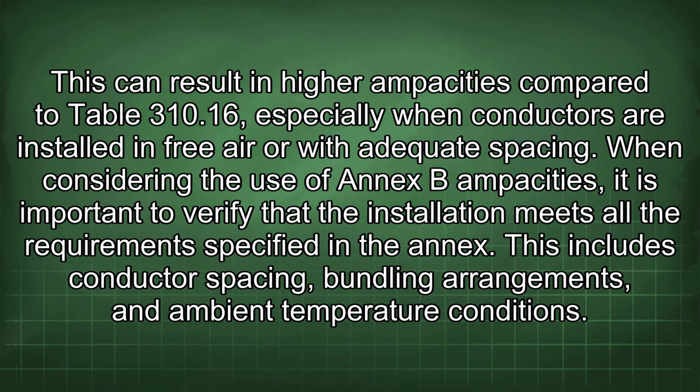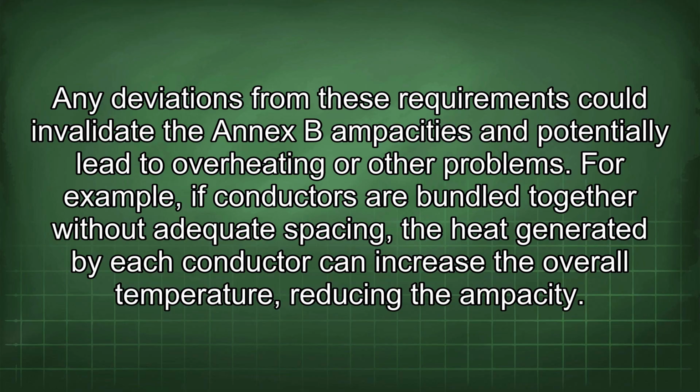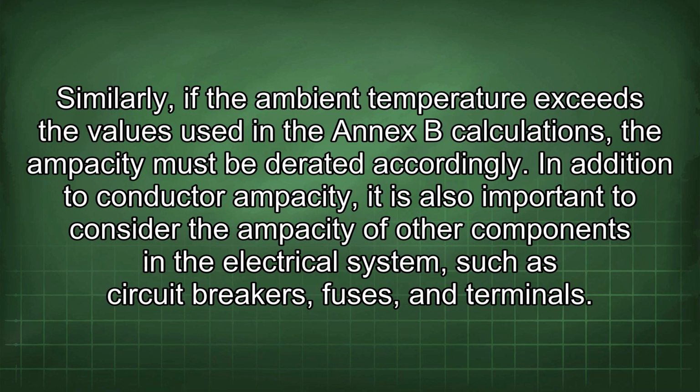When considering the use of Annex B ampacities, it is important to verify that the installation meets all the requirements specified in the annex. This includes conductor spacing, bundling arrangements, and ambient temperature conditions. Any deviations from these requirements could invalidate the Annex B ampacities and potentially lead to overheating or other problems. For example, if conductors are bundled together without adequate spacing, the heat generated by each conductor can increase the overall temperature, reducing the ampacity. Similarly, if the ambient temperature exceeds the values used in the Annex B calculations, the ampacity must be derated accordingly.